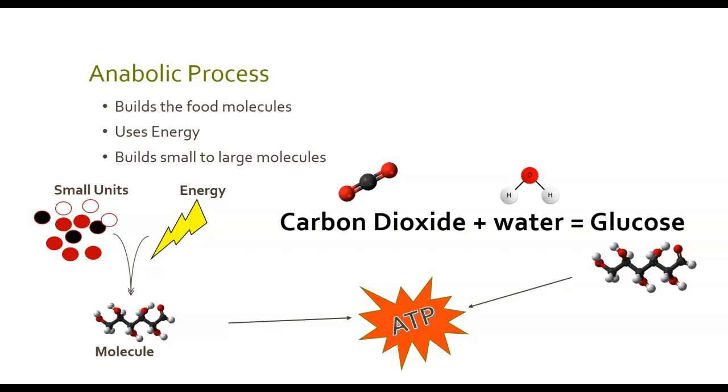So photosynthesis forms glucose through an anabolic process in which the glucose molecule is made from CO2, or carbon dioxide, and H2O, which is water. Glucose is the food that is turned into energy, or ATP. So if you look here, you'll see that the small units of the molecules with energy are turned into a larger molecule. Over to the right, you've got carbon dioxide plus water equals glucose. That glucose is then turned into energy, which is ATP. And ATP is the purest form of energy and is used by all cells.